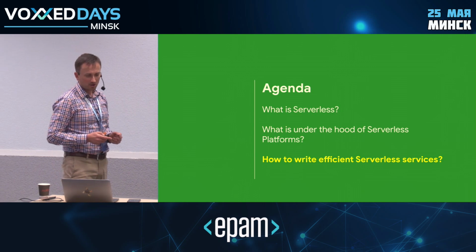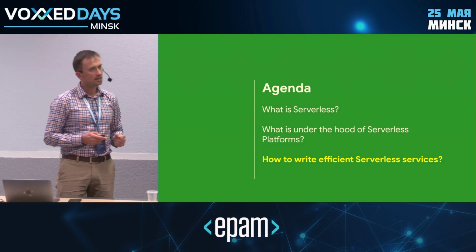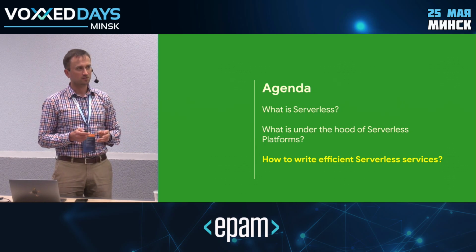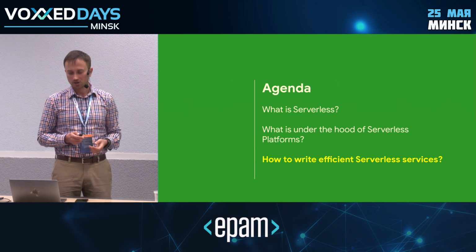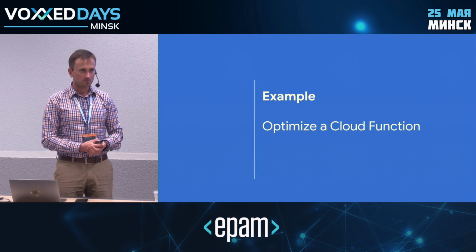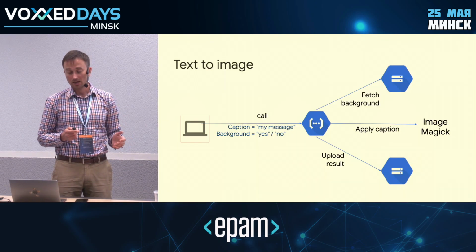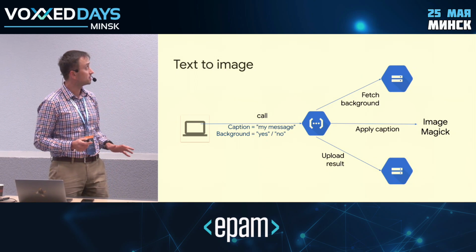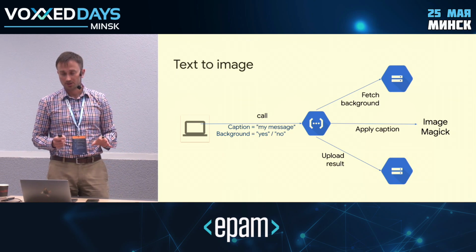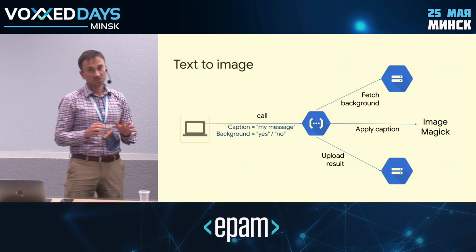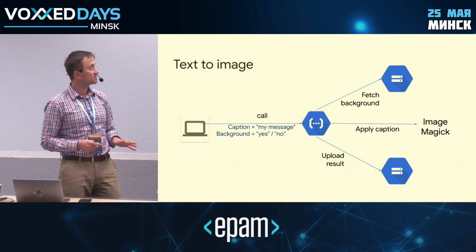Now let's move to optimization of the code. As you already learned quite a lot about serverless in this talk and in the morning, I will focus on an example, just one function, and how we can optimize it. The example that I'm going to show you is a function that converts text to images. It's something like creating memes. It's much simpler than you would expect.